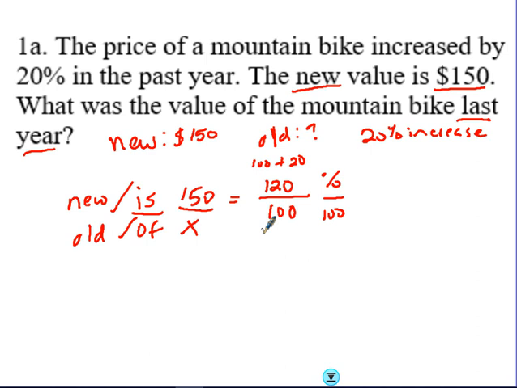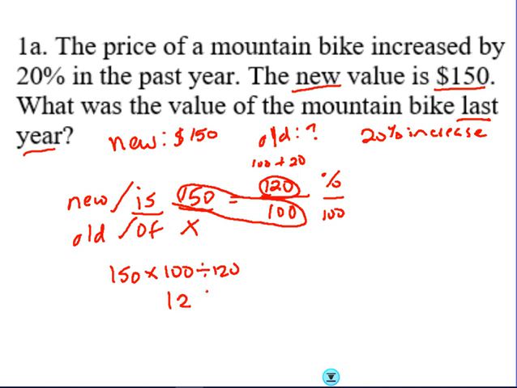So from here, how do we solve it? We're going to cross multiply 150 by, I'm sorry, not 120, but 100. 150 times 100, and then divide it by 120, because that's the only remaining number. So we can solve for X. When I do that calculation, I'm going to get 125. So $125 was the price of the bike last year. This X right here should have been $125.